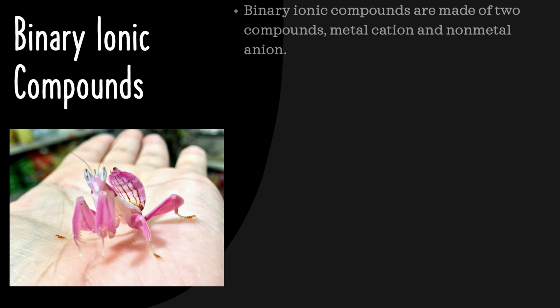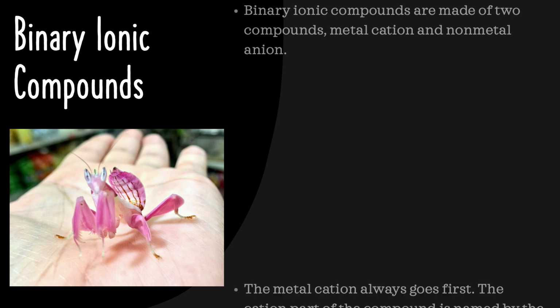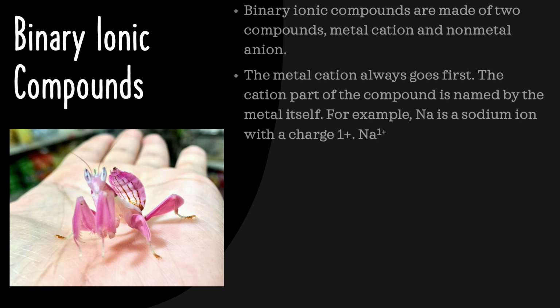Naming binary ionic compounds is actually quite simple. The metal cation always goes first. The cation part of the compound is named by the metal itself. For example, Na is a sodium ion with a charge of +1, so Na+.